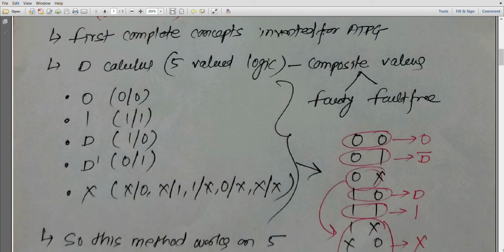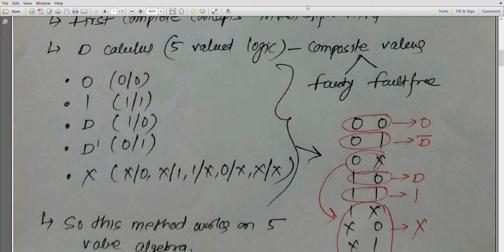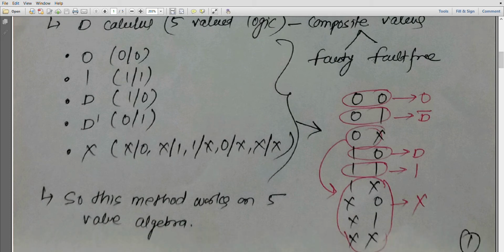How it is based on the five valued logic, we will discuss in a while. And the logic must be of composite value. Composite value means it is the combination of faulty and fault free logic. And how this five valued logic comes about, I am going to cover now. So the composite value can be only of two types. It can be either faulty or it can be fault free.